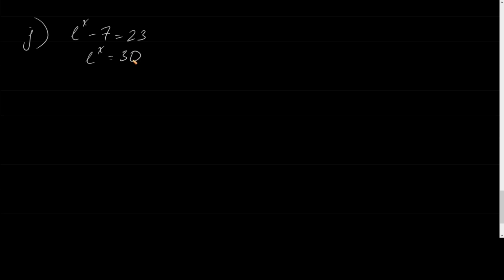And at that point, take ln of both sides. So on the left side, I'm going to have just x. On the right side, I have ln of 30, all right? And notice I didn't write the step of actually taking ln of e to the x, because I know that ln and e are just going to cancel out and leave us alone with just that x. All right. Next one.